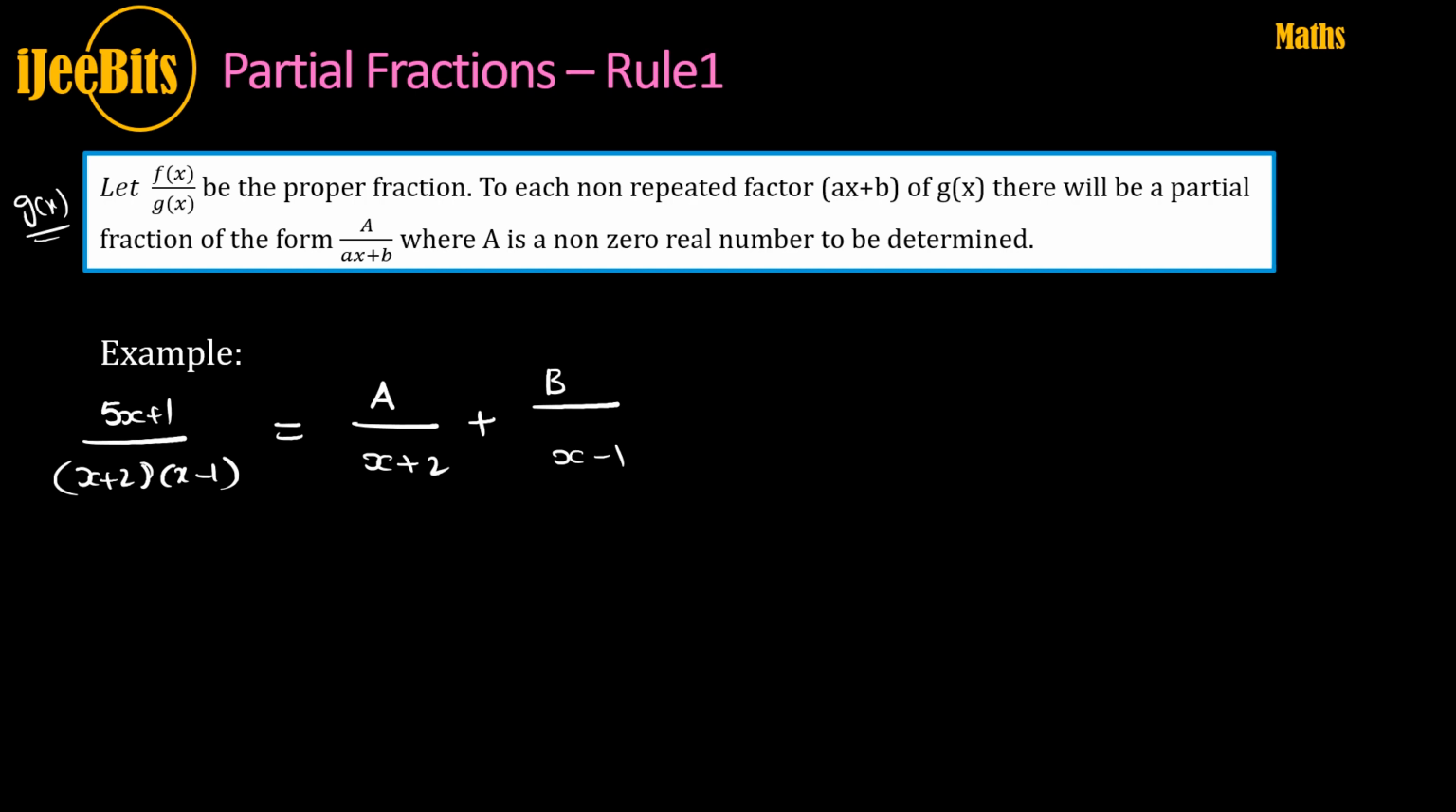But rule number 1 says that if f of x and g of x form a proper fraction, then g of x can be a product of non-repeated factors. In that case, you can represent it in the form A by ax plus b, B by cx plus d, where A and B are non-zero real numbers to be determined, for resolving or expressing a given function into partial fractions.